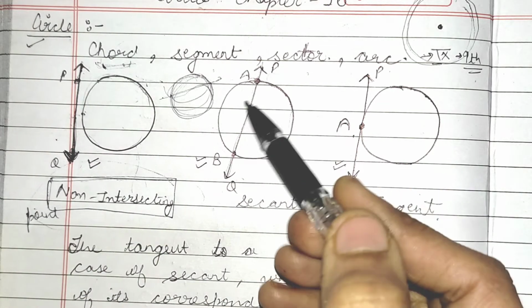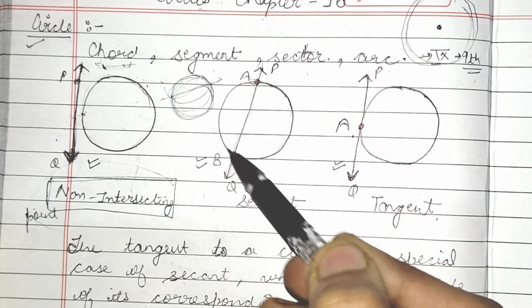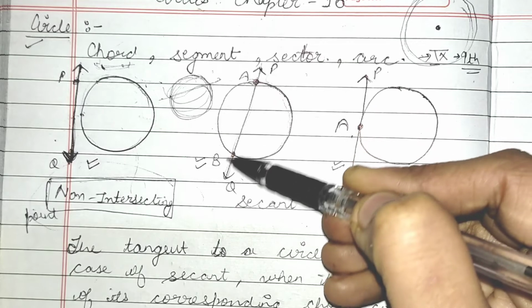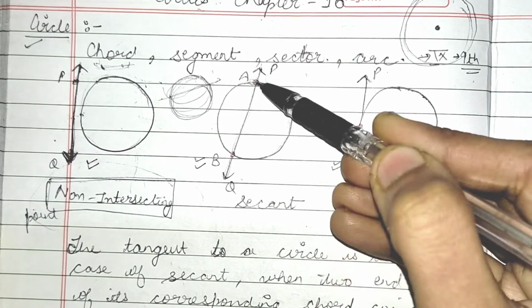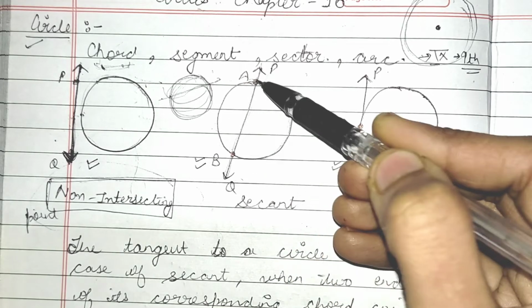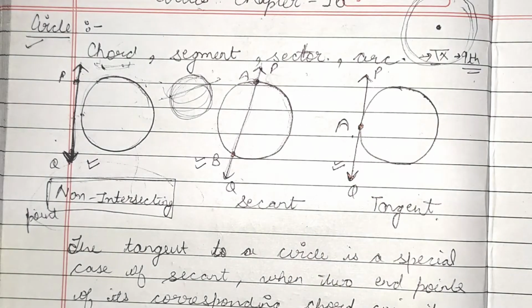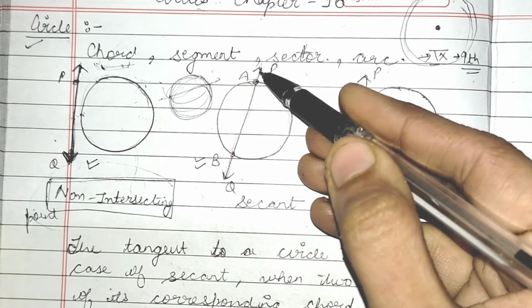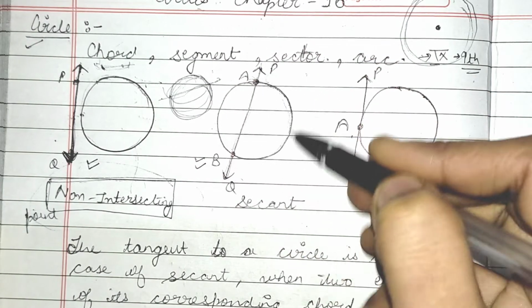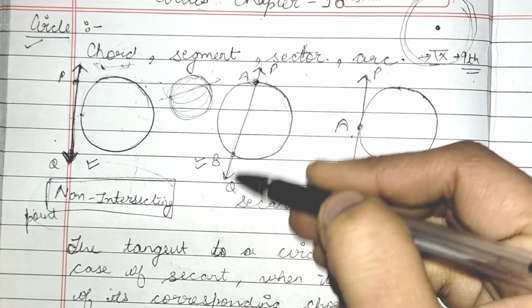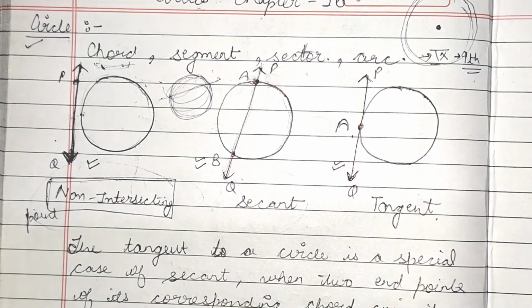Coming to the next one, the secant. What is a secant? If the line is touching the circle at 2 points, this is known as a secant of the circle. The line intersects the circle at any 2 points, and such a line is called a secant.